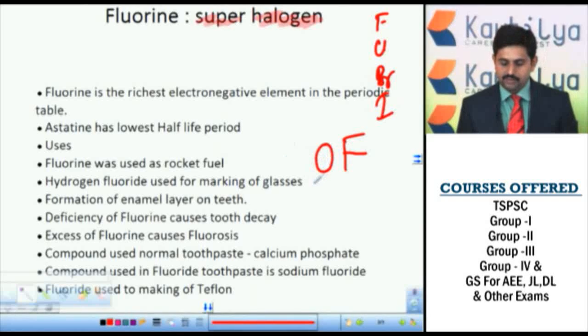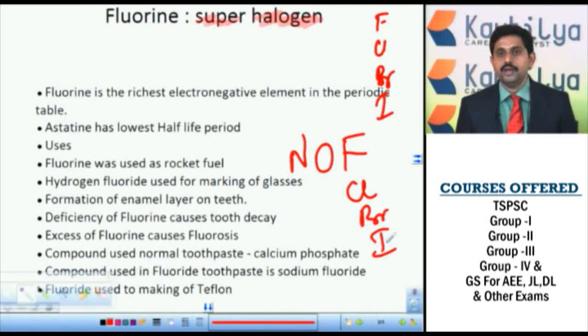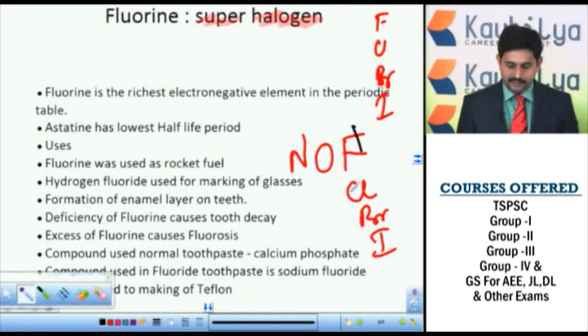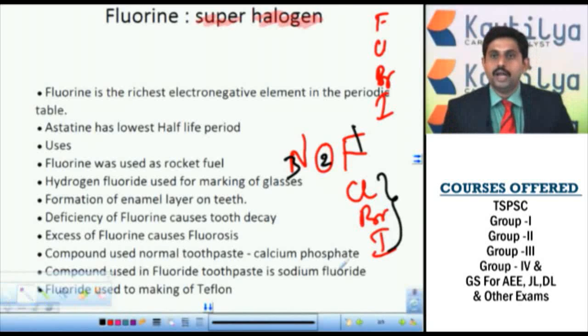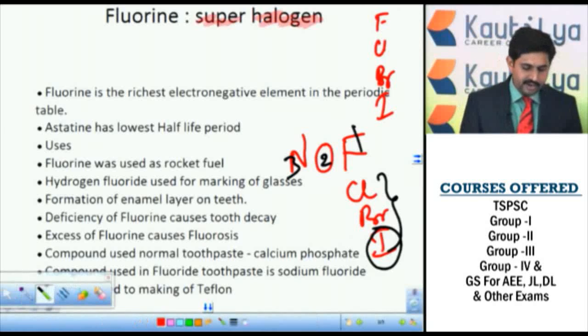Next to fluorine is oxygen. Next to oxygen is nitrogen, then chlorine, bromine, iodine, like this. So the first place goes to fluorine, second place oxygen, third place nitrogen, then the remaining ones. So fluorine is the most electronegative element. Electronegativity decreases down the group due to the increase in size, right? So iodine has the least electronegativity. Then astatine is a radioactive element which has a very low half-life period.